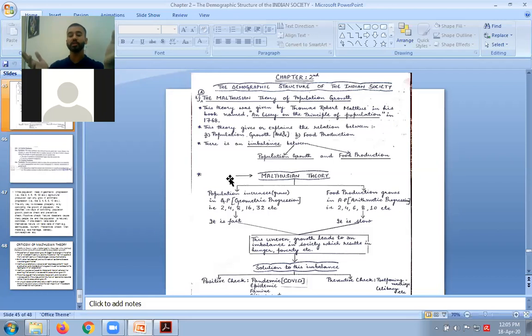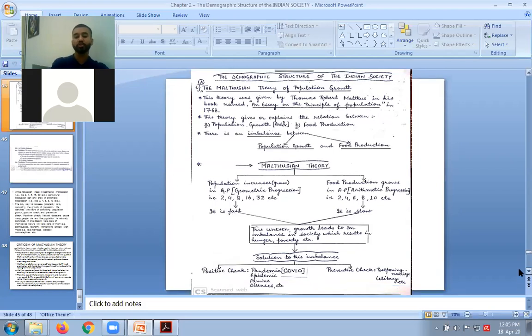So he used these two terms, GP and AP. GP means geometric progression for population growth, and AP means arithmetic progression for food production, right? After that, he also gave a few solutions. He said that this imbalance can only be corrected if there is a cut or stoppage of this population growth. Because if population continues to grow like that, then people will die due to starvation, due to lack of food, right? So this can happen.